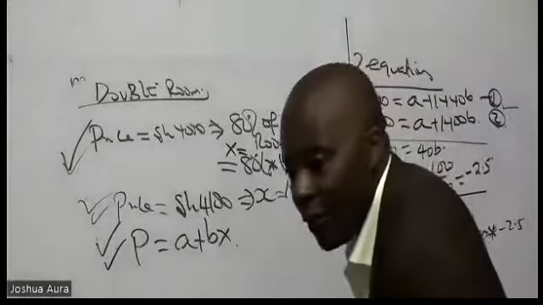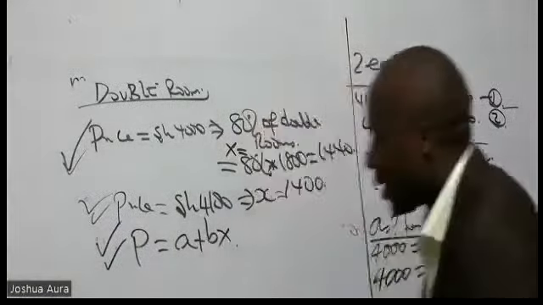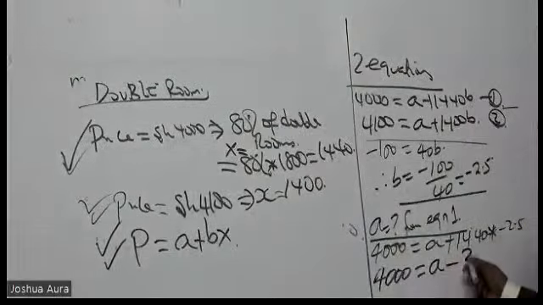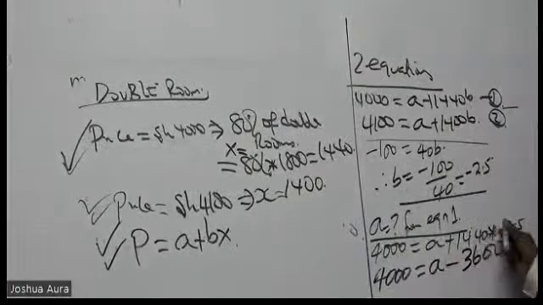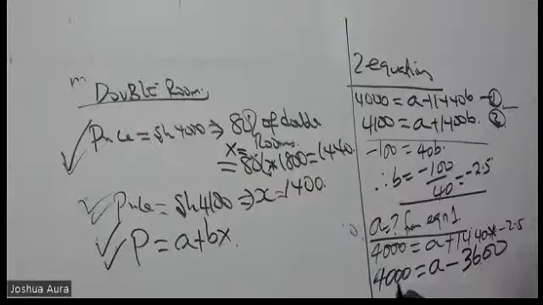Yeah. So we have A plus minus 3,600. Please let this cross over the equal sign. When it crosses over the equal sign, it becomes positive, right? So it will be A equals 4,000 plus 3,600, which is 7,600. That is A. And I have B.